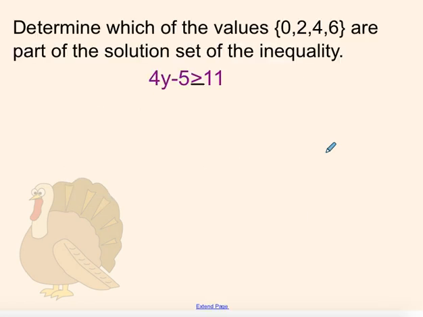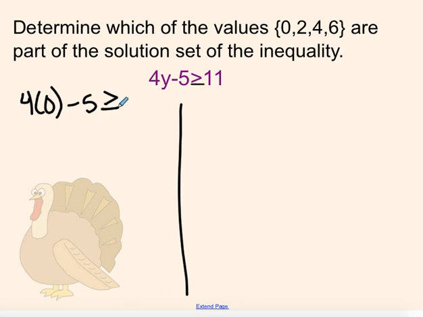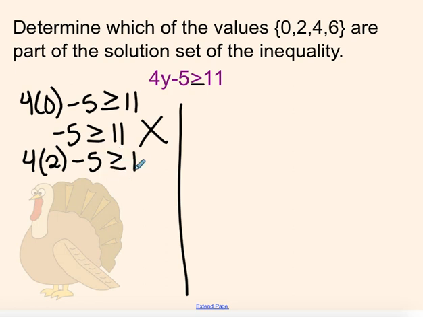All right. Determine which of the values 0, 2, 4, 6 are part of the solution set of the inequality. Obviously, there are many, many more numbers, but of these, which ones are true? Now there are 2 major ways to do this. We could start off by just plugging in the number, saying 4 times 0 minus 5, is that greater than or equal to 11? If we get a true statement, then yes, that value is in the solution set. But in this case, we get -5 is greater than or equal to 11. That doesn't work. Then we can try 2. 4 times 2 minus 5 is greater than or equal to 11. We get 8 minus 5 is 3 is greater than or equal to 11.